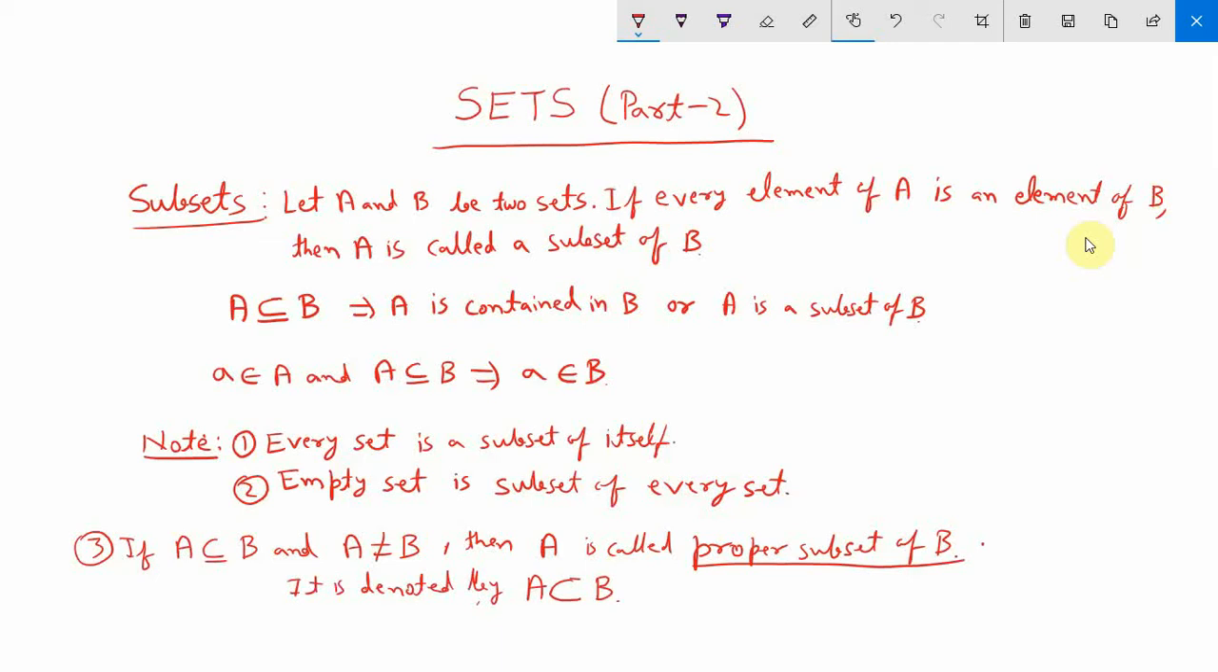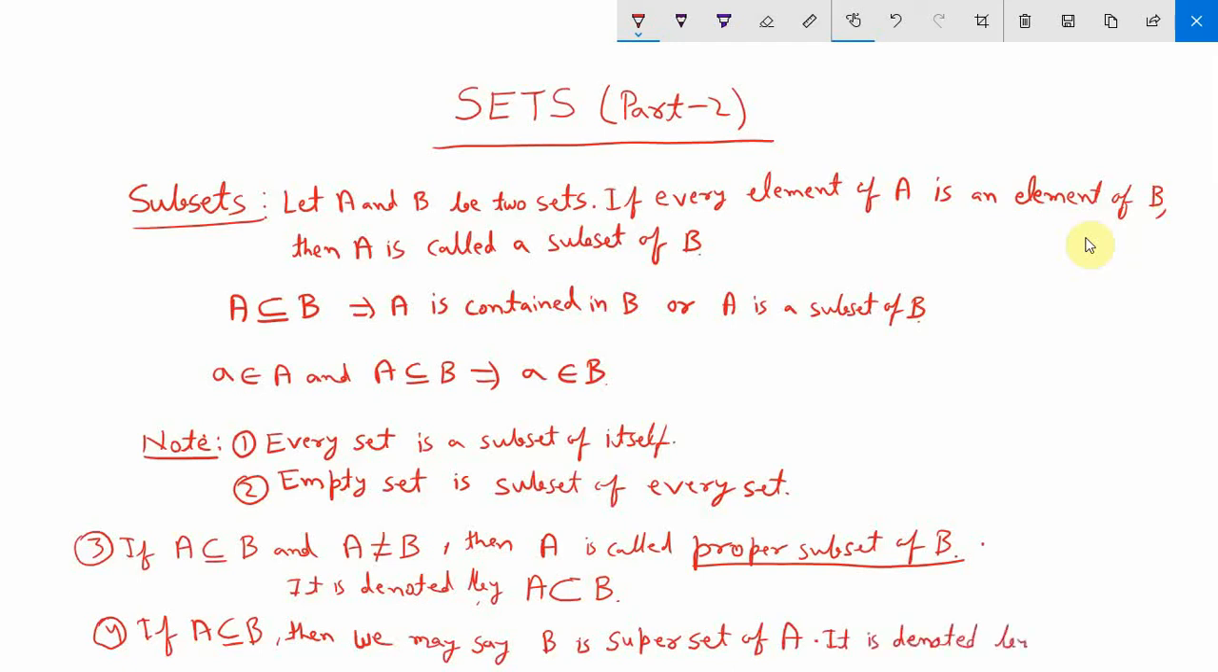So next we will see the fourth point. We can write if A is a subset of B, then we may say B is a superset of A. Okay, and it is denoted by B ⊇ A. B is a superset of A. Okay, superset.